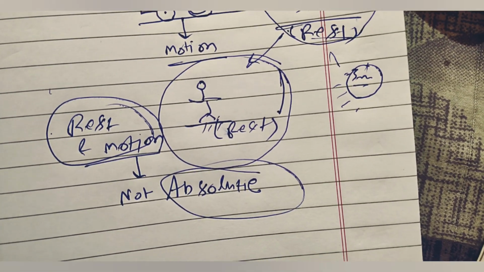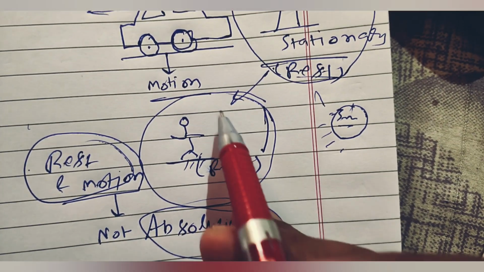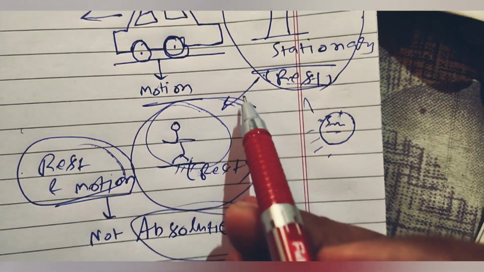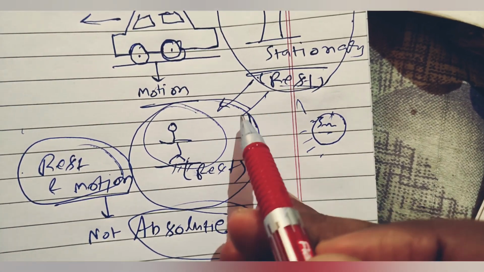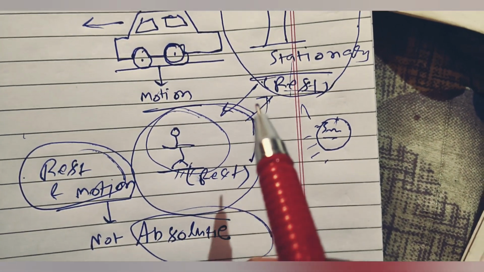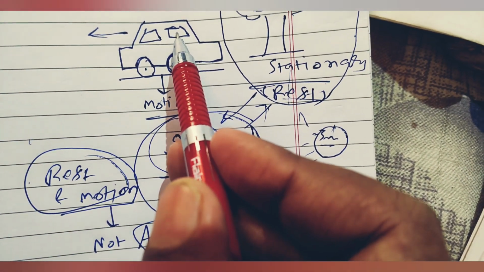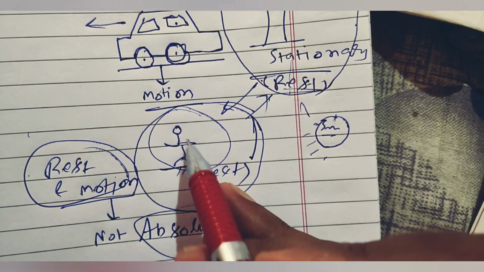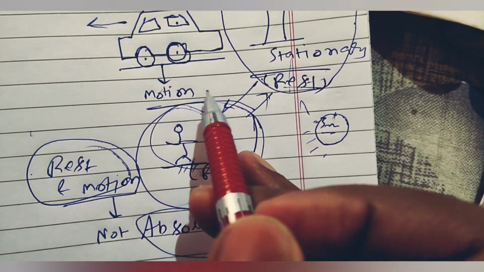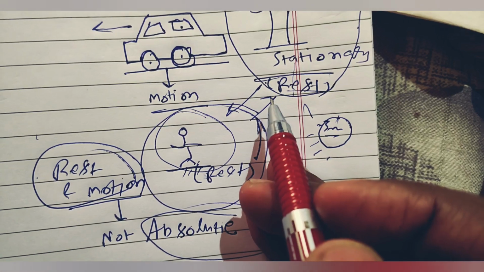But whenever I say this man is at rest, he is at rest with respect to whom? With respect to this tree. But the person sitting inside this car will see this man as seemingly moving, or appearing to move.